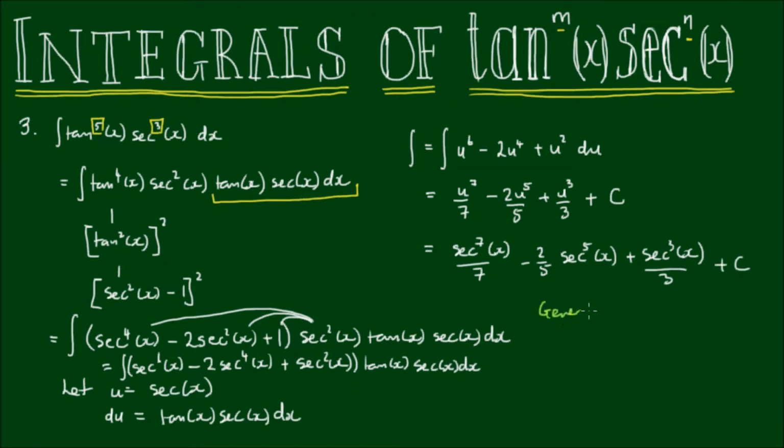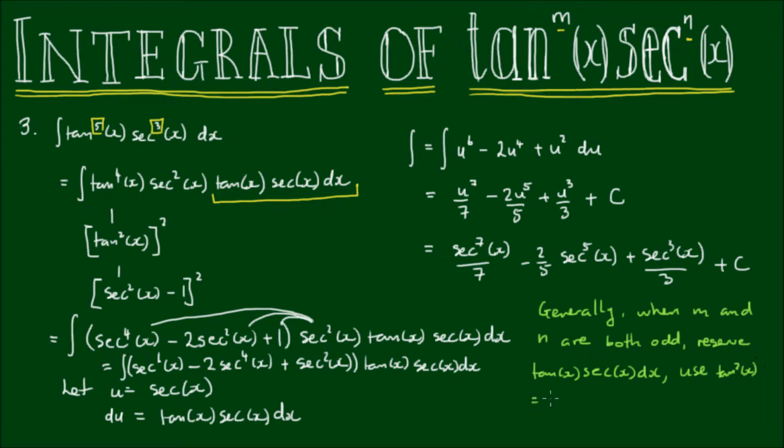So generally, when m and n are both odd, reserve the term tan x sec x dx. Use the identity tan squared x is equal to sec squared x minus 1 to get everything in terms of sec x, and then use the substitution u is equal to sec x.